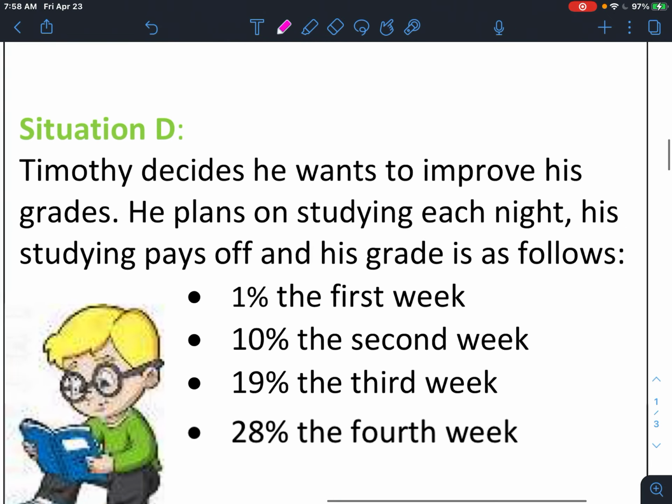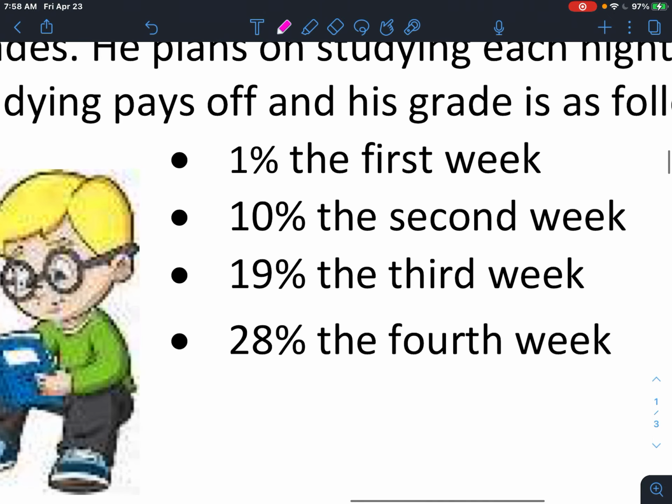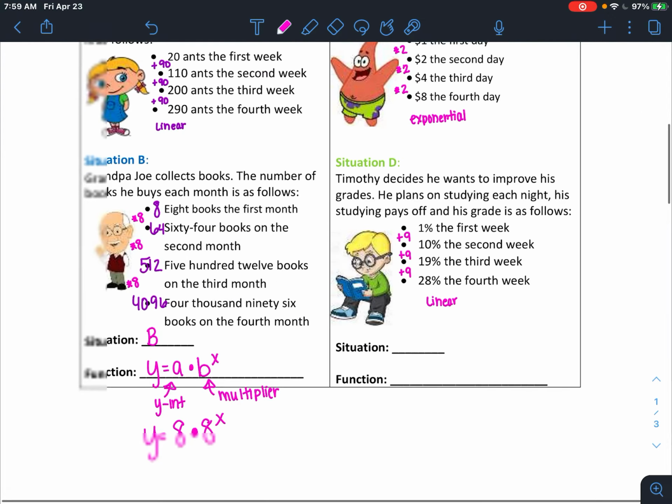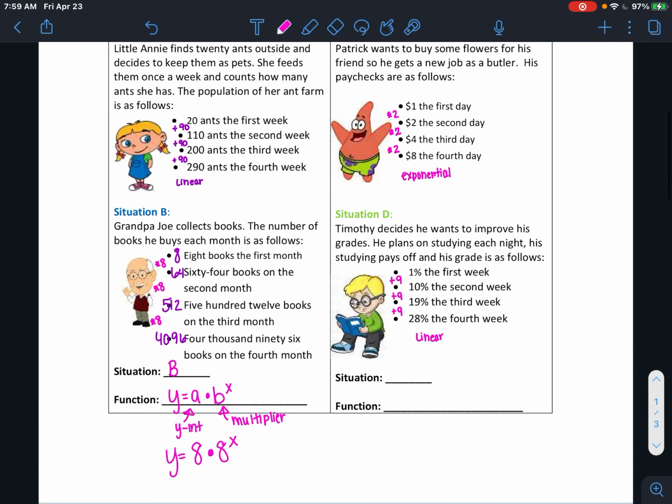Let's double check with situation D just to make sure. If situation C was exponential, that must mean that this one is linear. So let's verify that it is linear. 1 plus what equals 10? I just gave you the answer. Adding 9, 10 plus 9 is 19, and 19 plus 9 is 28. So this one seems to be linear. That means that situation C is our exponential.